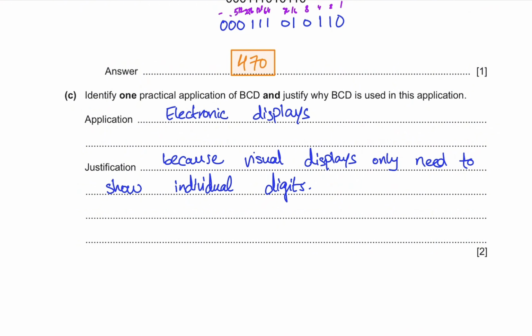So 1 mark for the application, 1 mark for the justification. The application is electronic displays, like for example, a calculator. I'll write the example here. Calculator. Justification is that visual displays only need to show individual digits. 1 mark here, 1 mark here, it's 2 marks.